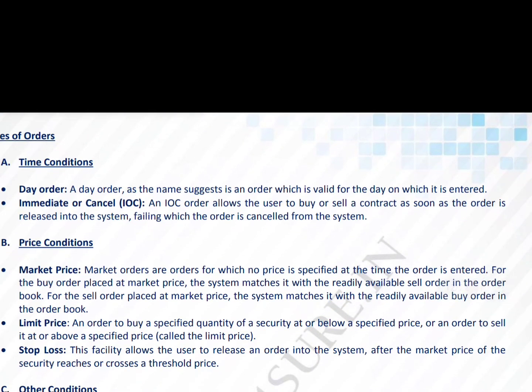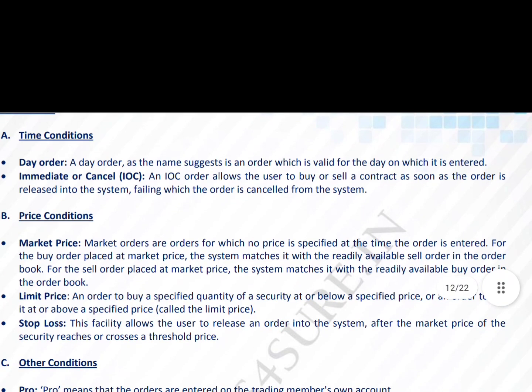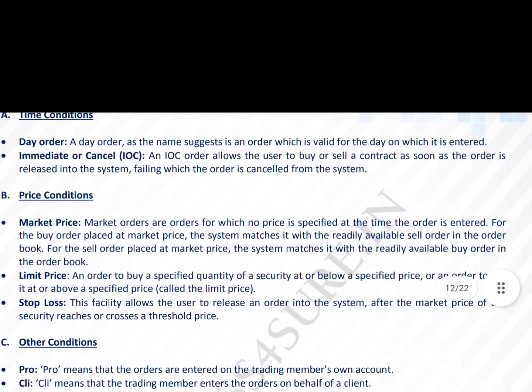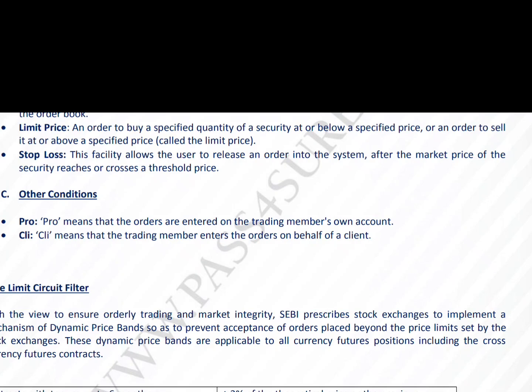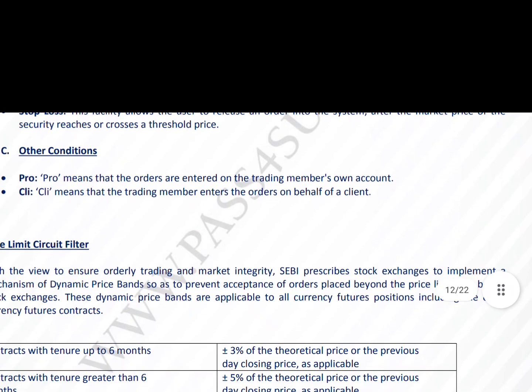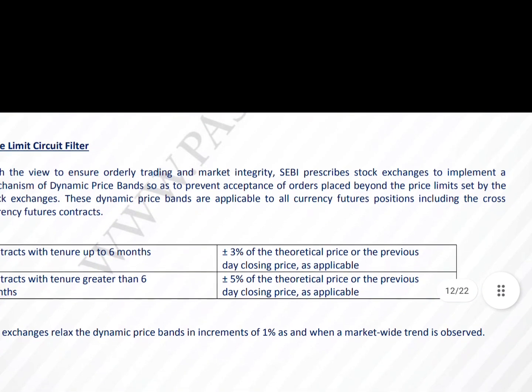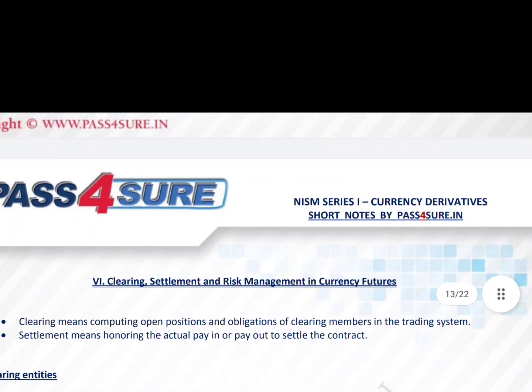Day order. This question can be about an immediate or cancel order. An IOC order allows the user to buy or sell a contract as soon as the order is released into the system, following which the order is cancelled from the system. Immediate effect: either it will be executed or it will be rejected. Pro means the orders are entered in your account and in your client's account.